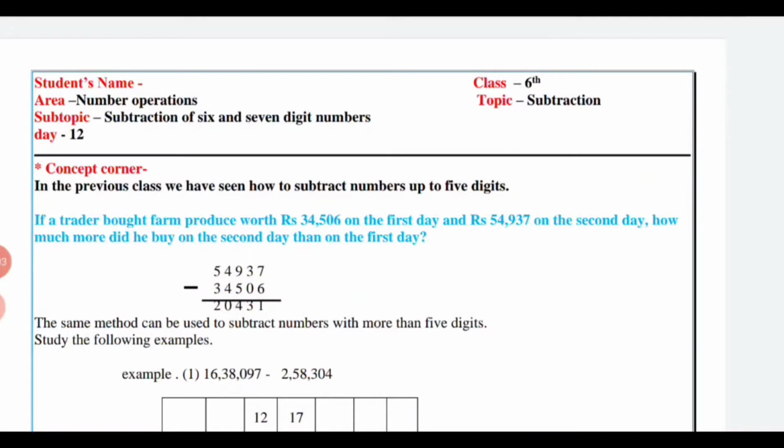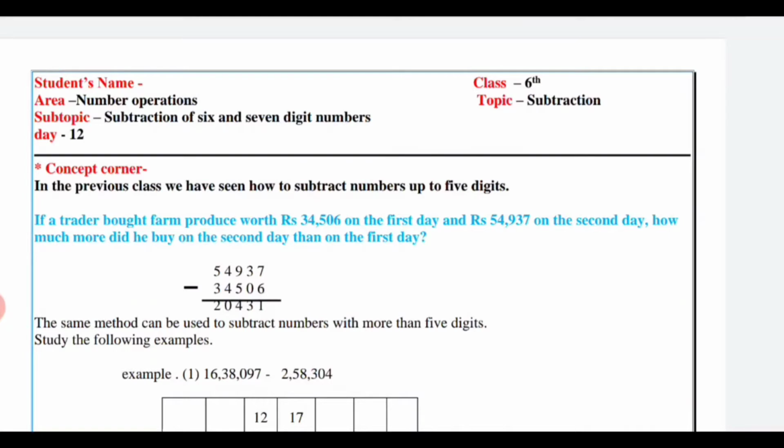So dear children, in this video we are starting with day 12. Day 12 is dealing with area number operations. Topic is subtraction. Subtopic is subtraction of 6 and 7 digit numbers. Let us see what is given in the concept corner.